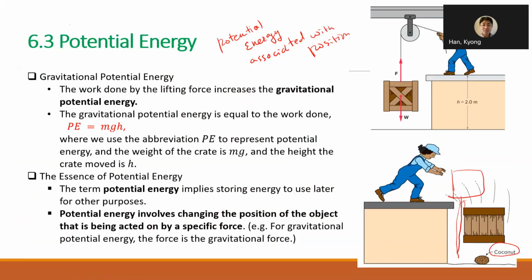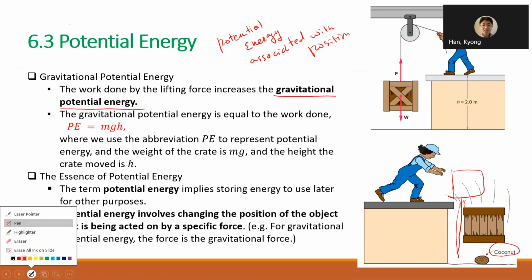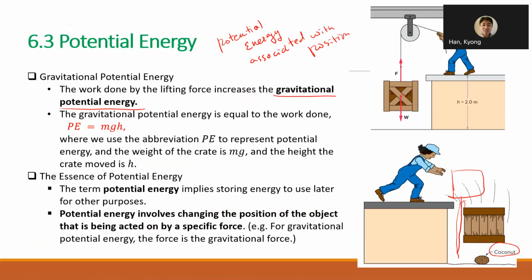In the morning, if you have breakfast, then you gain some energy, then you can work, maybe go outside to do some work. Also you can study, which is also a kind of work. And the work done by the lifting force increases the gravitational potential energy. A high place has high energy, a low place has low potential. The gravitational potential energy is equal to the work done by the gravitational force.